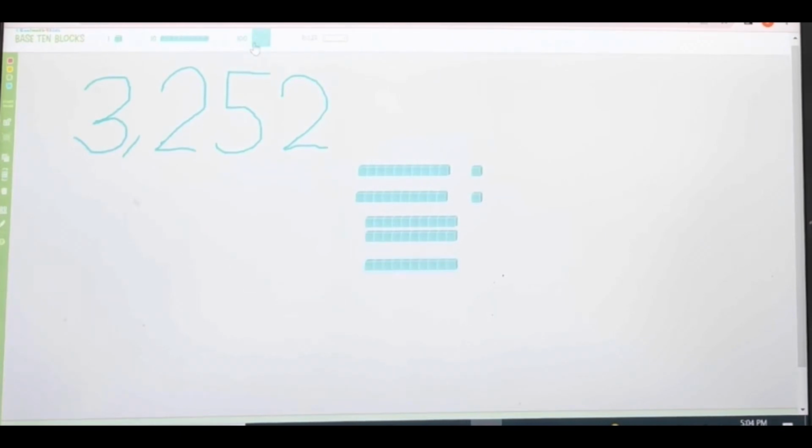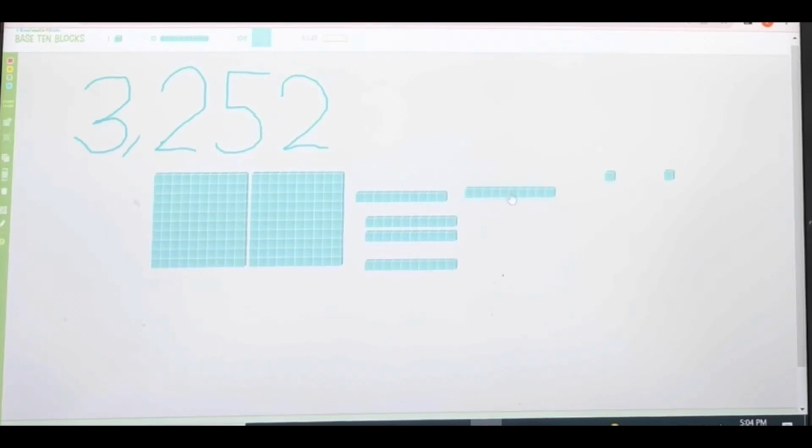2 hundreds. 100, 200. So far we have 2 ones, which is equal to a value of 2, 5 tens, which is equal to a value of 50, and 2 hundreds, which is equal to a value of 200. We move these blocks over just to get a little more room, and now for the thousands place. The digit in the thousands place is 3, so we need 3 thousands blocks.